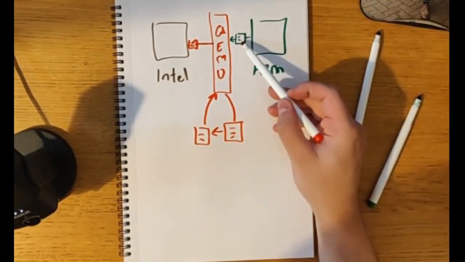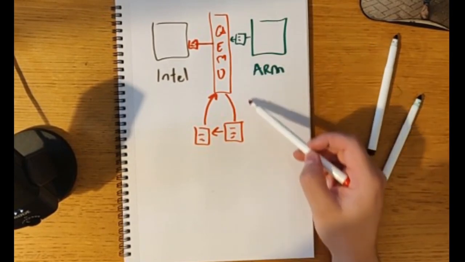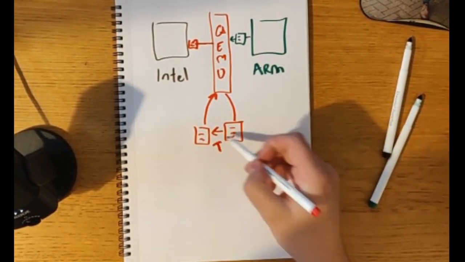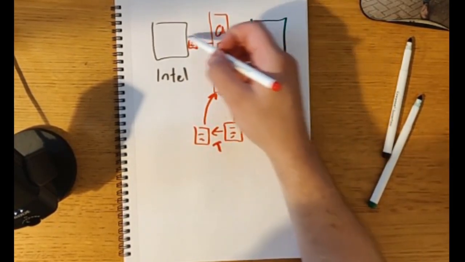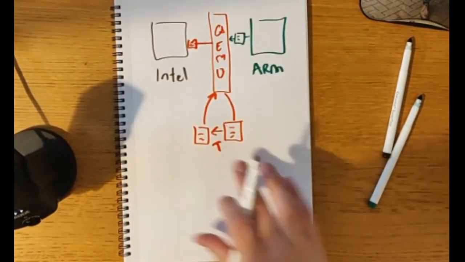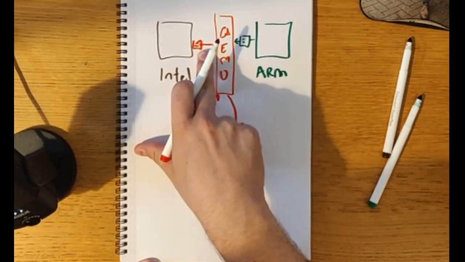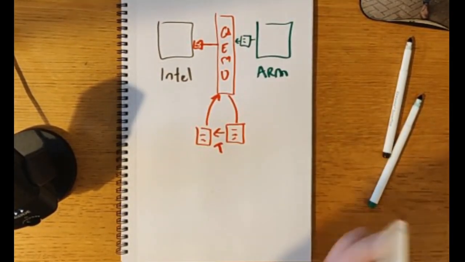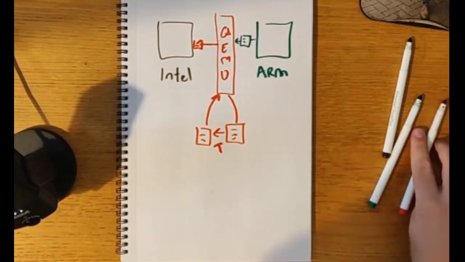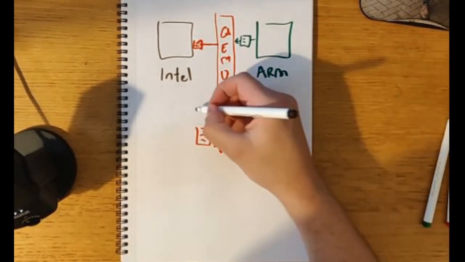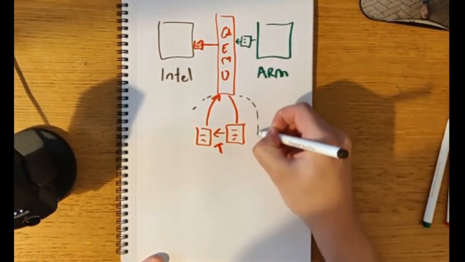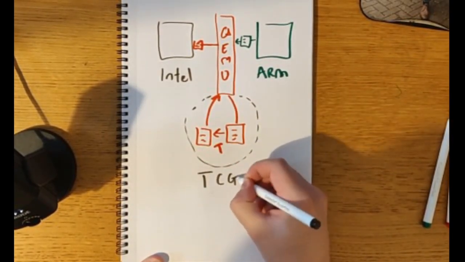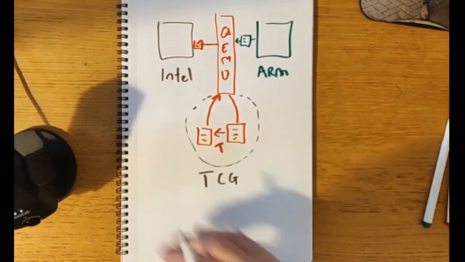So we start in ARM, which sends a block of code to QEMU. It does the translation here, so just put T for translate, and then it comes back up to QEMU, and it emits that block of code for the Intel processor. The Intel processor understands what that block of code means because this translation has happened. The subcomponent within QEMU that's responsible for doing this translation is called the tiny code generator, because it's generating code for the other processor.